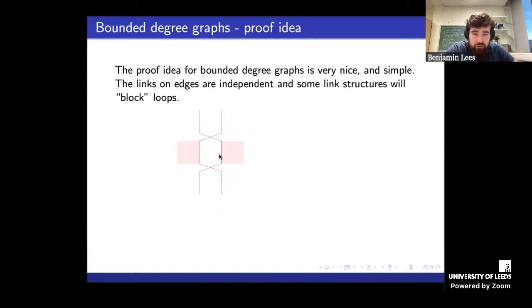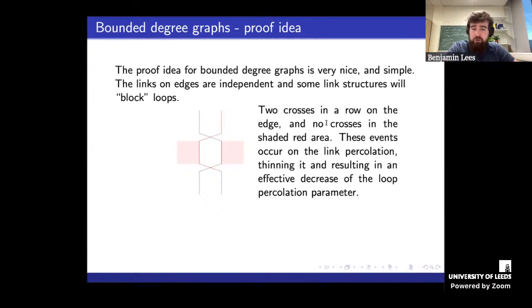So if we look at this structure here, we have two transpositions in a row on this edge, and this red shaded region means that in this region there are no other transpositions. So there's no transposition in these times between either of these vertices and one of its other neighbors. So here, two crosses in a row, no crosses in the red shaded area.